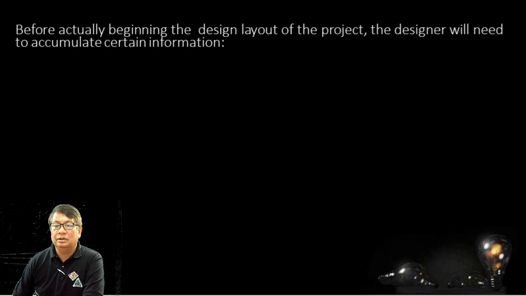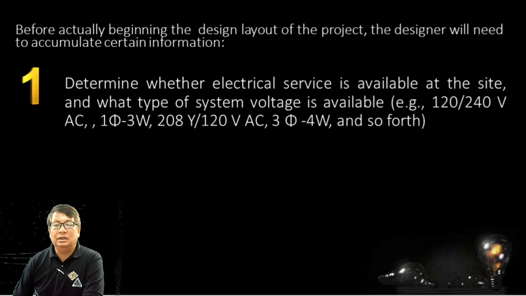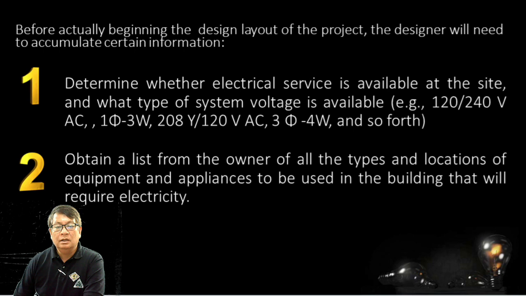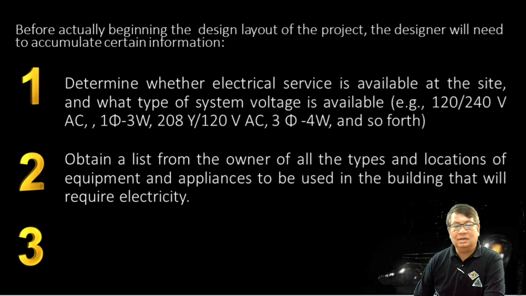Unang-una, determine whether electric service is available at the site. No, what type of system? It is either a single phase, a three phase, or ano po yung mga boltahe niya, mga voltage available, no? System voltage, 220, 230, and so on. Number two, obtain a list from the owner of all the types and locations of the equipment and appliances to be used in the building that will require electricity. Okay, so ano po ba yung mga load natin na kailangan natin na i-supplyan ng kuryente? Ito po, kailangan po natin yan.